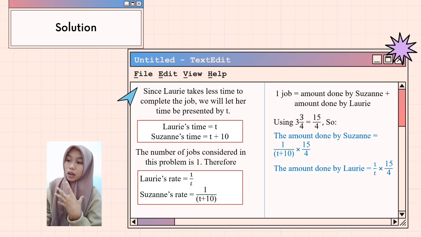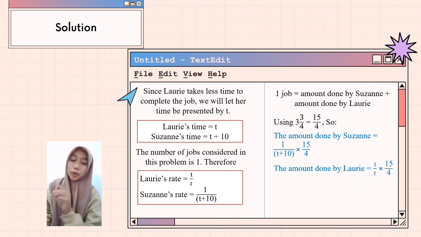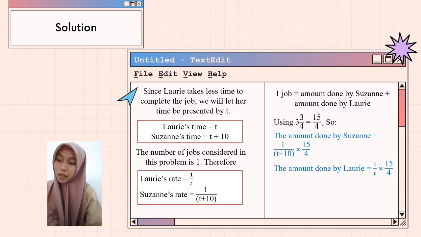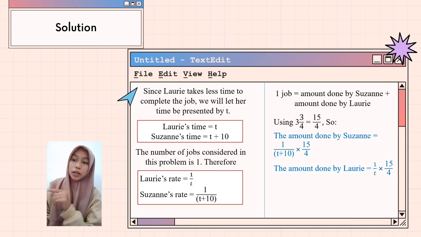Since Laurie takes less time to complete the job, we will let her time be represented by T. So Laurie's time is T and Susan's time is T + 10. The number of jobs considered in the problem is 1. Therefore, Laurie's rate equals 1/T and Susan's rate is 1/(T + 10). One job equals amount done by Susan plus amount done by Laurie. Using 3/4 hour, the amount done by Susan is 1/(T + 10) times 3/4, and the amount done by Laurie is 1/T times 3/4.